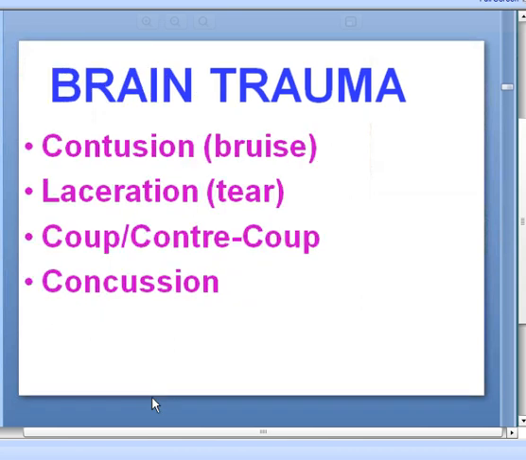Let's define the words at first. A contusion of the brain, like a contusion of anywhere else, is a bruise to the brain. A laceration to the brain is a tearing of the brain. Remember, it's not a surgical incision, it's a tear. Sometimes you have the concept of coup contrecoup.